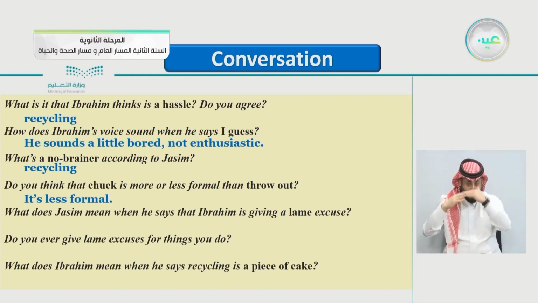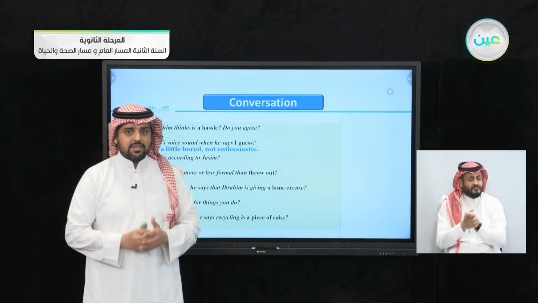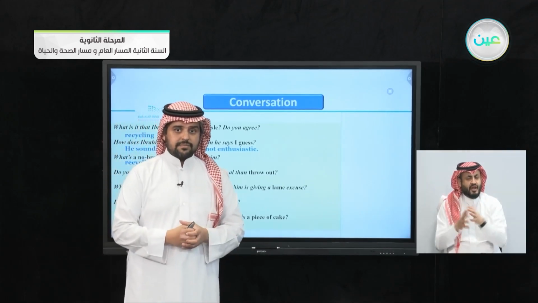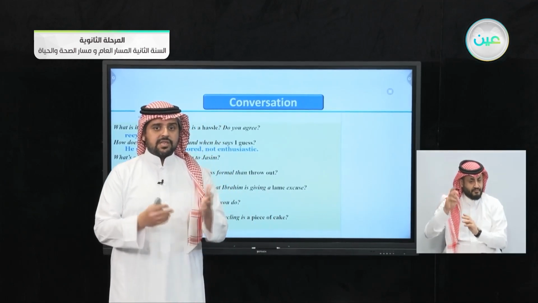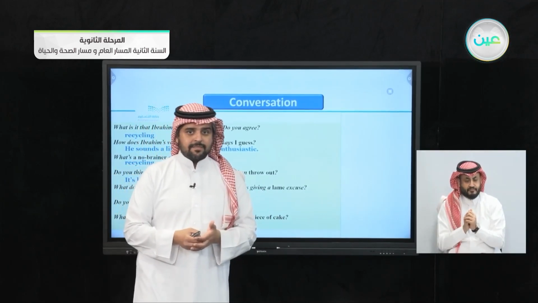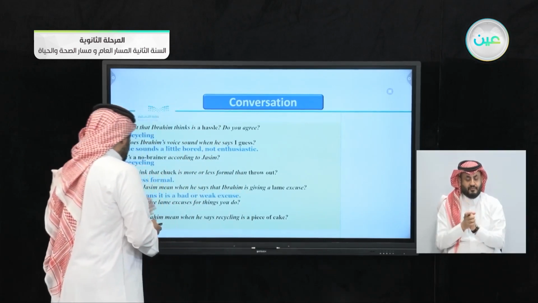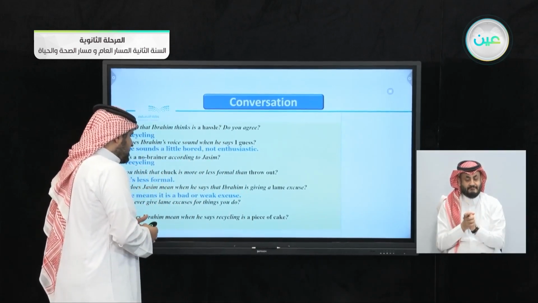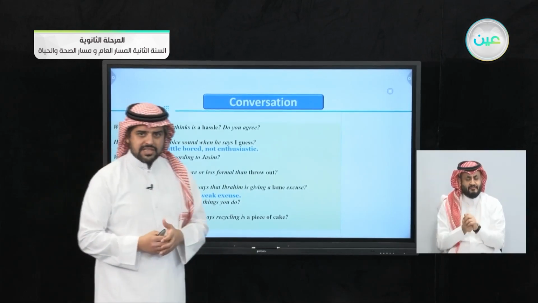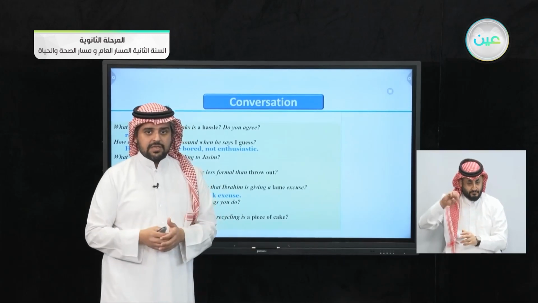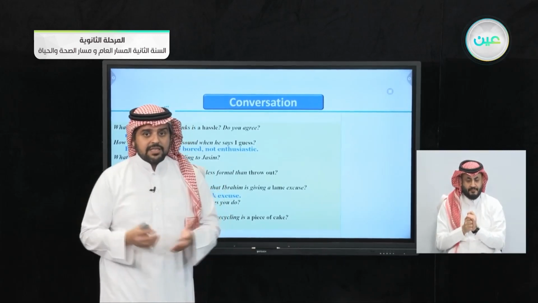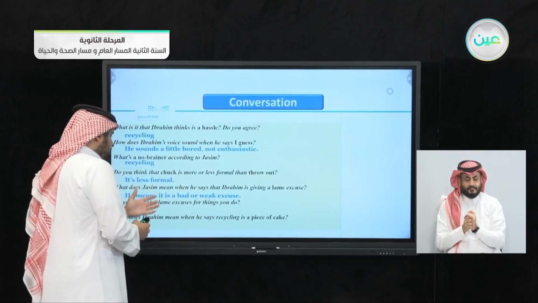What does Jassim mean when he says that Ibrahim is giving a lame excuse? When Jassim told Ibrahim that's a lame excuse, what does he mean? From the conversation, of course, when he said that's a lame excuse, what does he mean by lame excuse? Let's see the correct answer here together. He means it is a bad or weak excuse. You can know from the context of the conversation that lame means bad excuse. That when he said that it's a lame excuse, means it's a bad excuse or a weak excuse.